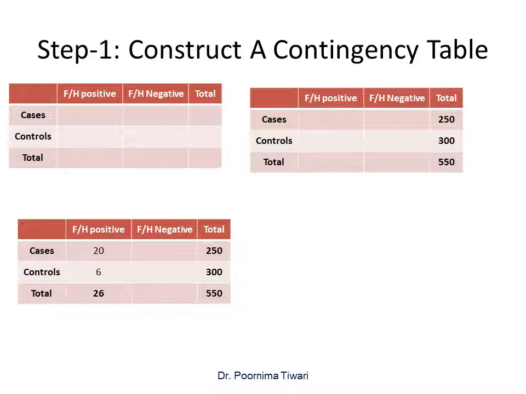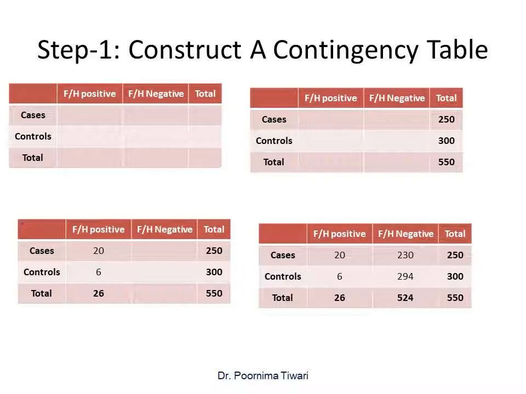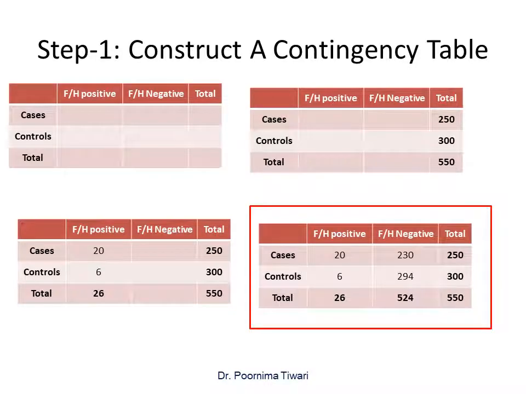Now we enter those numbers which have a positive family history. 20 cases had a positive family history, 6 controls had a positive family history. So the remaining 230 cases did not have a family history of breast carcinoma and the remaining 294 controls did not have a positive family history. So this is the final contingency table.